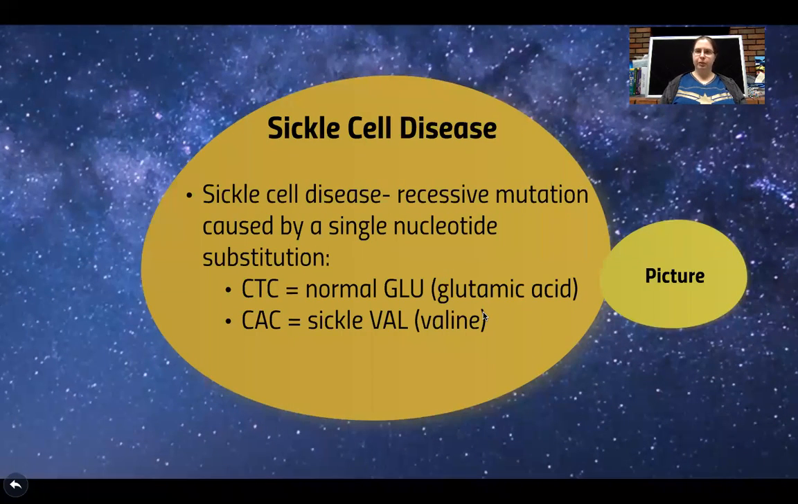First one is called sickle cell disease. Now, in the past, a lot of times it's been referred to as sickle cell anemia, but now that they know more about it, they're trying to move away from the term anemia and go towards disorder or disease, because they found out that it actually is caused by a recessive mutation.